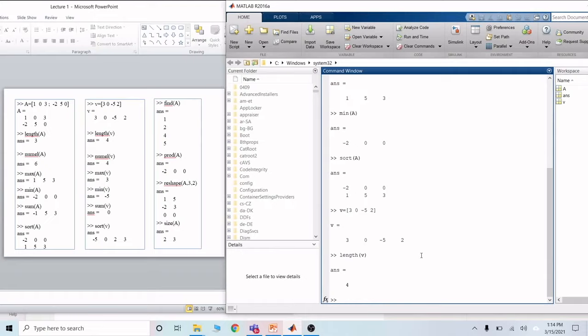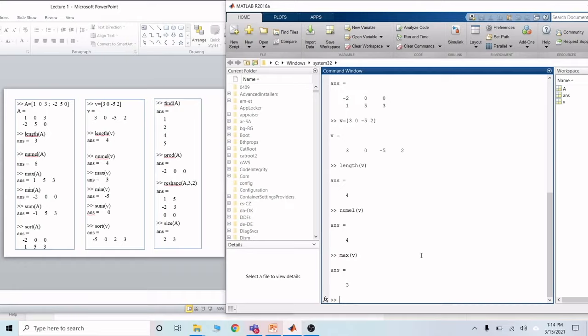Okay. First, I showed matrix A, and now the matrix is a row vector. numel V. How many elements in vector V? 4. max V. What should be max V? Max V is equal to 3.